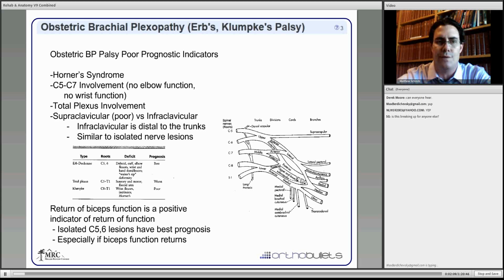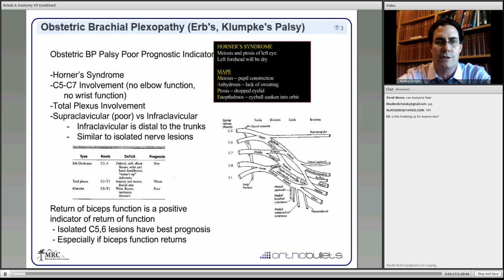You need to know a few things. First, what are the poor prognostic indicators? One of the first poor prognostic indicators is evidence of a Horner syndrome. Horner syndrome is where you're going to have miosis and ptosis of one eye with that same side of the forehead being dry. And you can remember that through the acronym MAPE. MAPE is miosis, or the pupil is constricted, anhidrosis, or lack of sweating, ptosis, or a drooped eyelid, and then enophthalmos, where that eyeball will appear sunken into the orbit.